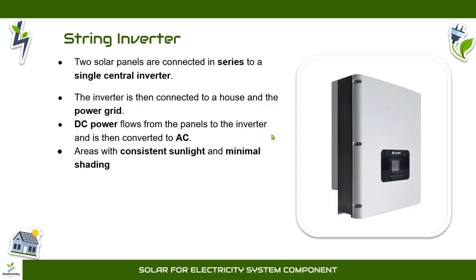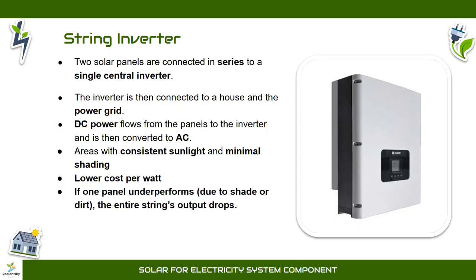Because it doesn't use a battery, it only relies on the energy that the panel produces. So it has a lower cost per watt because you are not going to be using batteries and all that. It's a direct production from solar panel to inverter. Even the cost of implementing it is going to be low. One of the disadvantages is that if one of the panels underperforms due to shade or dirt, the entire string's output will drop. That's why it's very effective in areas where there is consistent sunlight and no shading. So that is how a string inverter works.